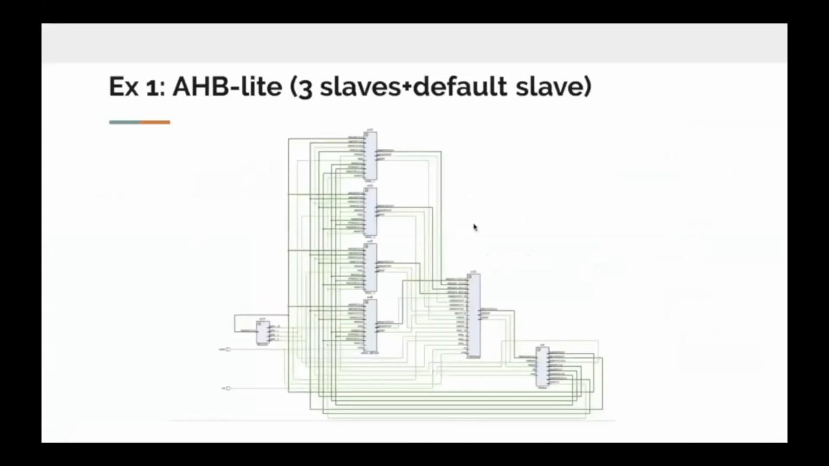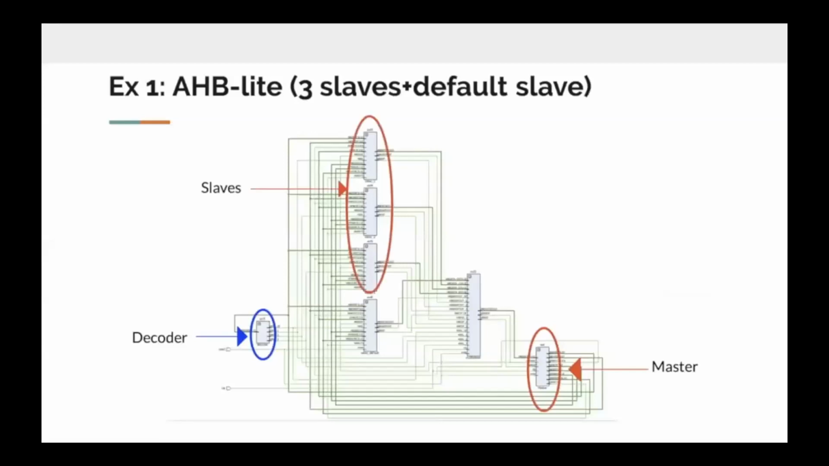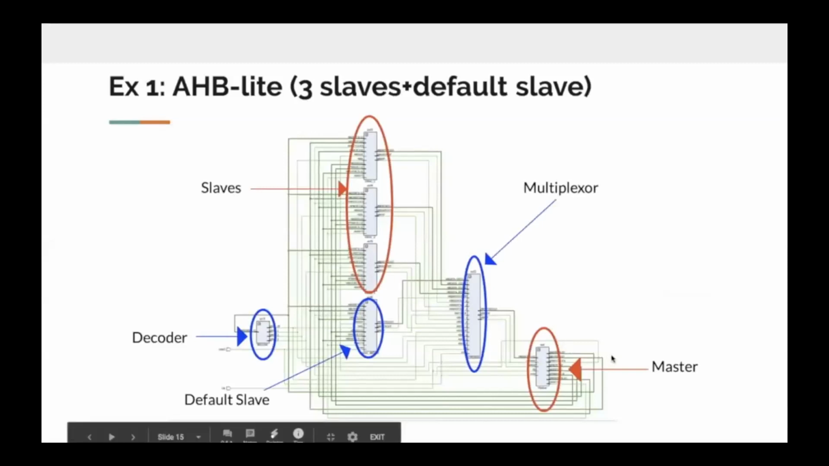After passing our output to Vivado and synthesizing, this is the schematic that is produced. Here we have the master, followed by the decoder, the 3 slaves, and the default slave, and lastly we have the multiplexer that multiplexes all the data from the slaves into the master.